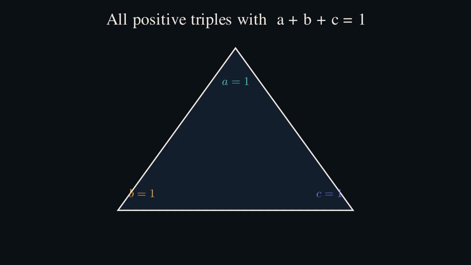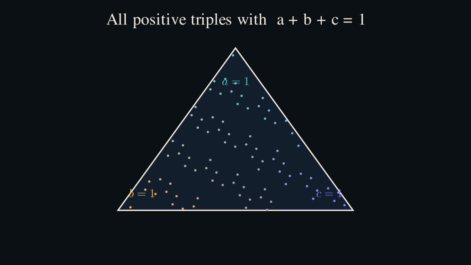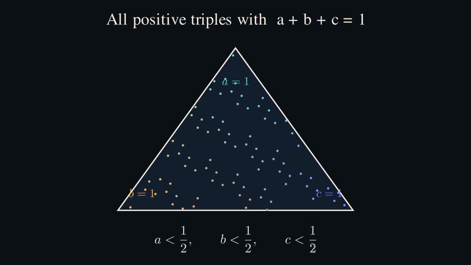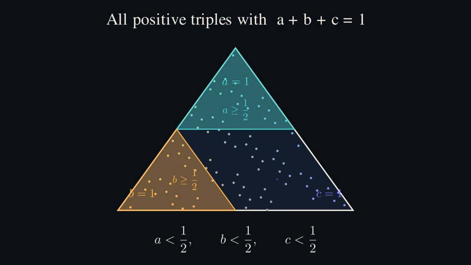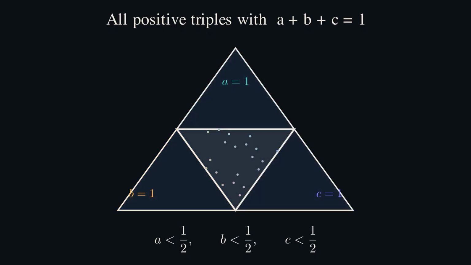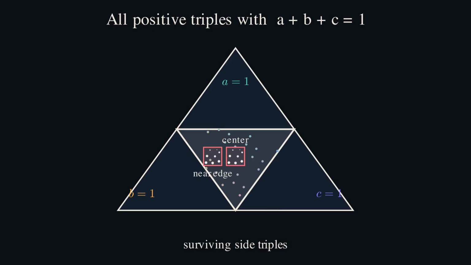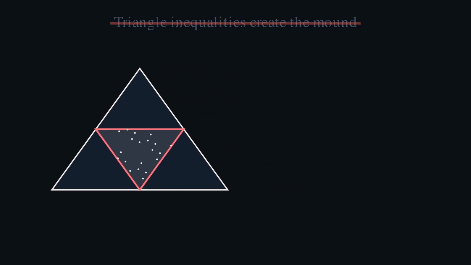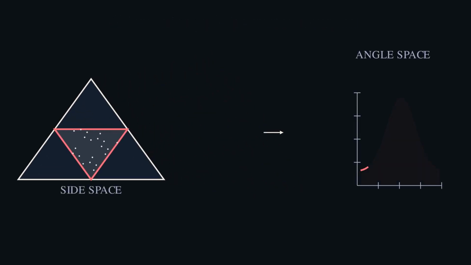But most of that simplex does not make a geometric triangle. If a is at least 1/2, then a is at least b plus c, and the other two sides cannot reach each other. The same goes for b and c. Cutting away those 3 impossible corners leaves the smaller inverted triangle in the middle. And because we started uniformly, conditioning on survival leaves this middle region uniform too, no preference. The center, where all 3 sides equal 1/3, is no denser than a patch near an edge, so the triangle inequality does remove extreme shapes, but it does not produce the mound we saw. That guess is dead. The mound appears only when these evenly scattered side triples are translated into angles.